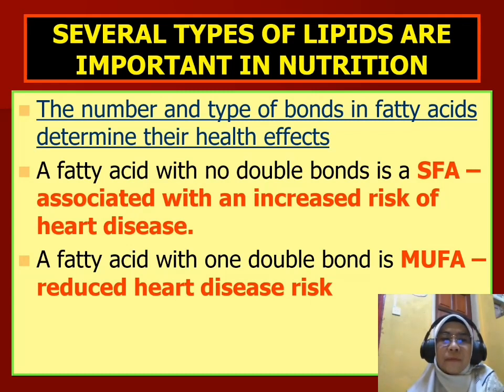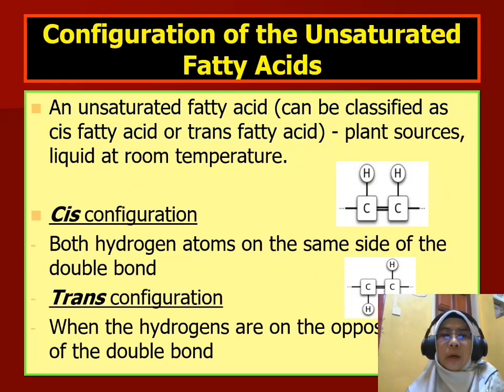Okay, let's see. A fatty acid with no double bonds is saturated fat, fatty acid associated with an increased risk of heart disease. And how about MUFA? MUFA reduces heart disease risk because of this fatty acid with one double bond. Okay. Configuration of the unsaturated fatty acid can be classified as cis fatty acid or trans fatty acid, plant fats and liquid at room temperature. Okay.